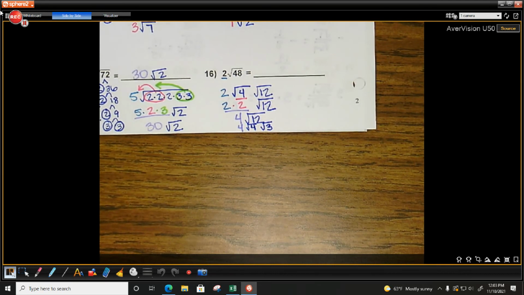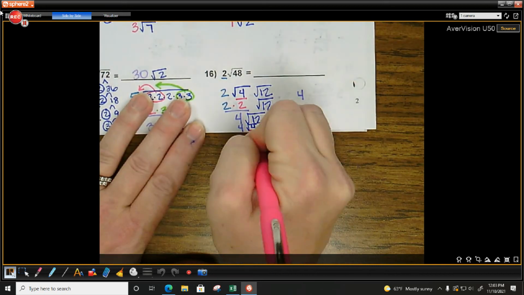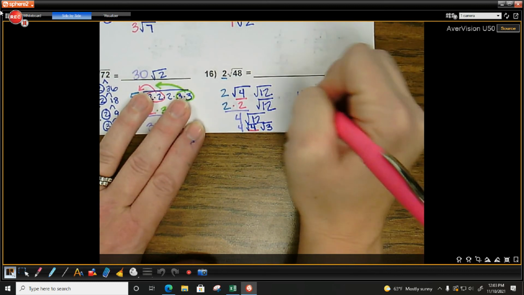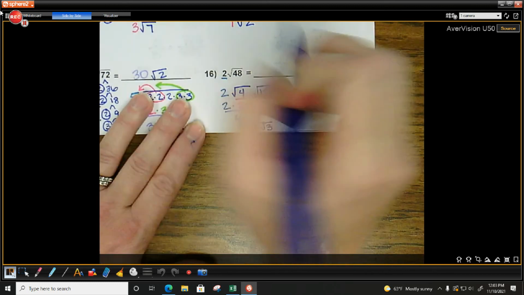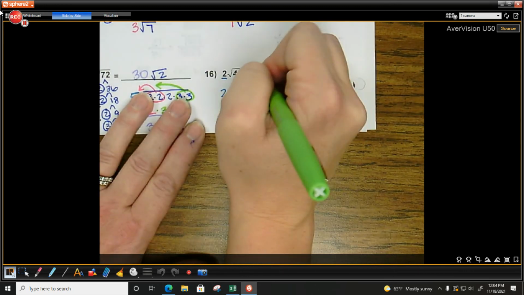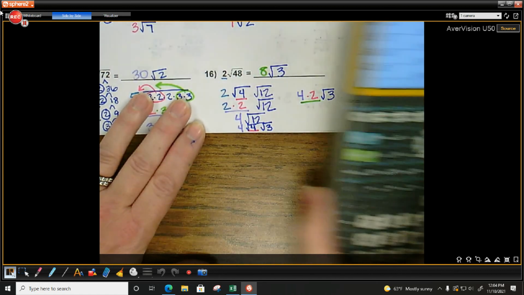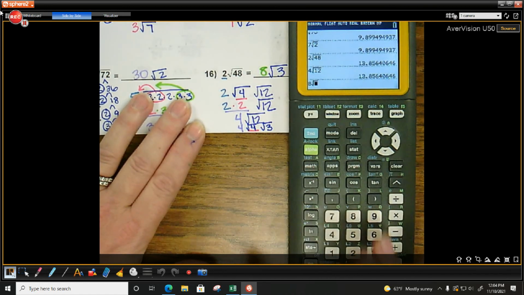Okay? So I have my 4. And then what's the square root of 4? 2. And then square root of 3. Okay, what is 4 times 2? 8. Square root of 3. 3 is prime, so I know I can't simplify that anymore. So 8 square root 3. Does that also give me the same decimal?